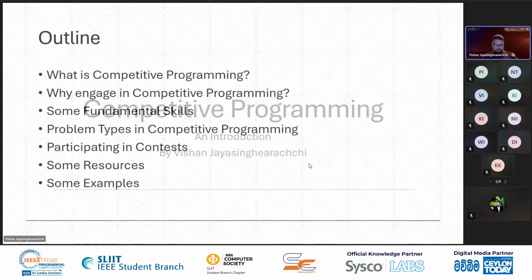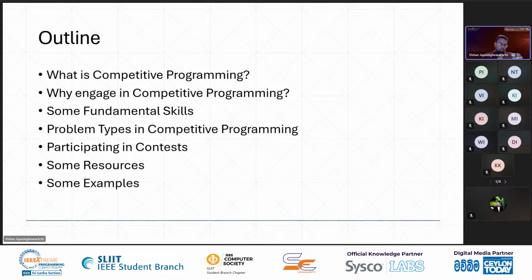Right, so this is what we are going to discuss. We are going to start with what computer programming is, and then we'll see why you might want to engage in it. Then we'll see some fundamental skills required, and also some types of problems that you will encounter. Then we'll see some advice on how to participate in competitions or contests, some resources that you can use to start your journey, and one or two simple examples that I have with me from earlier contests.